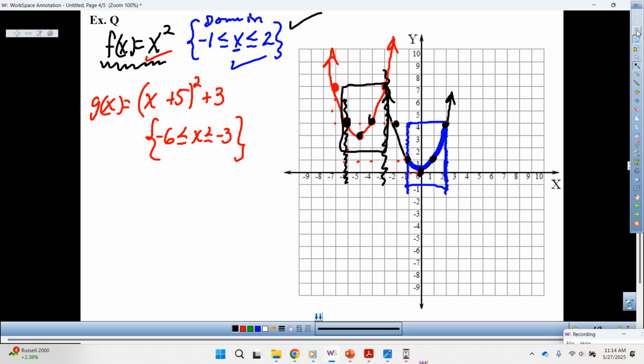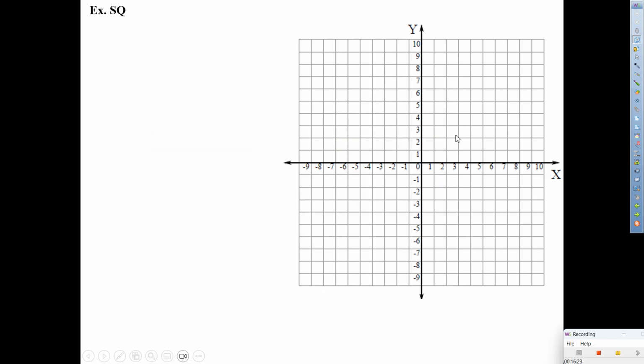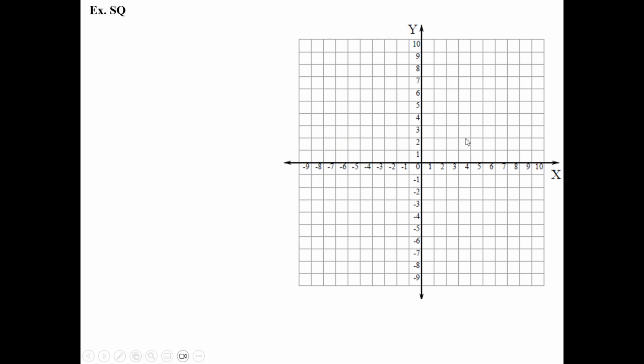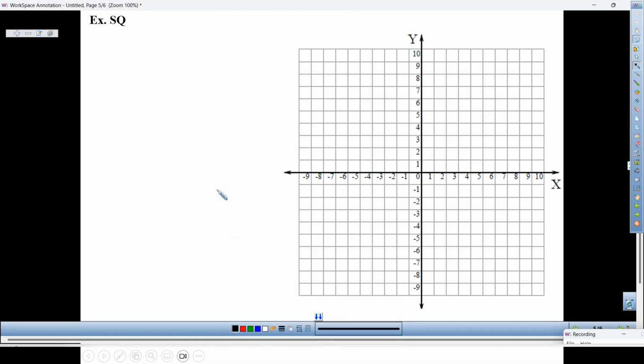All right. Go to the next one. Example Super Q. Go to the next coordinate plane, and I want you to graph me f of x equals x cubed.